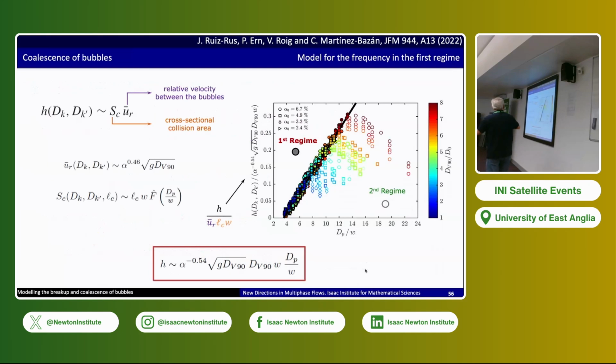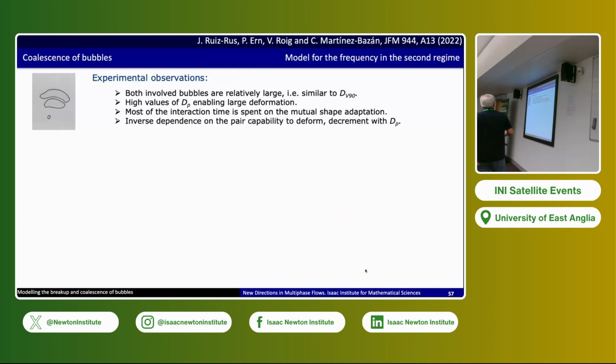So when we get this model given by the characteristic velocity and the characteristic area, and plot all the data within the first region, shown here in these colors, and this is the model. So we have the experimental coalescence frequency divided by the model, and they all collapse on the same curve with this linear trend. So we see that we have a good model for the first region.